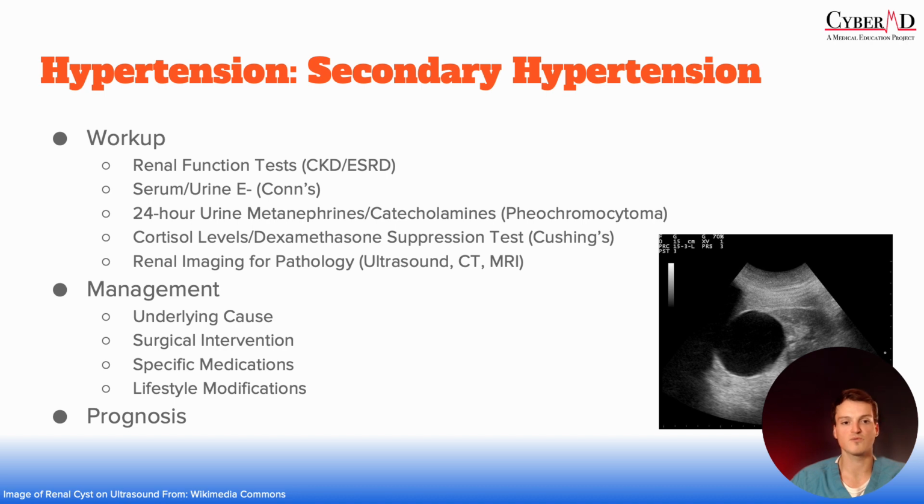And then you can also get renal imaging for pathology such as fibromuscular dysplasia and atherosclerosis, both of which could lead to bilateral renal artery stenosis. And so you can get imaging for that to look for those pathologies. And then once you have identified that pathology correctly, you want to address that underlying cause, whatever it is, and then give the appropriate surgical intervention or specific medication or lifestyle modifications that the patient needs in order to live happily and healthily with whatever that underlying condition is.